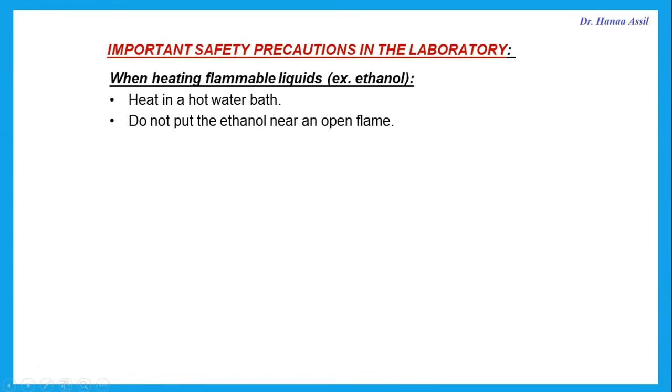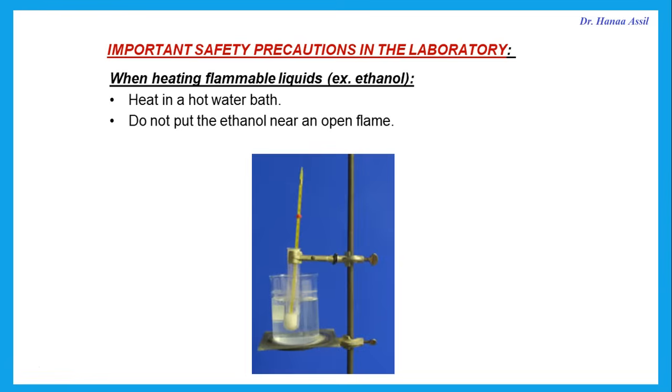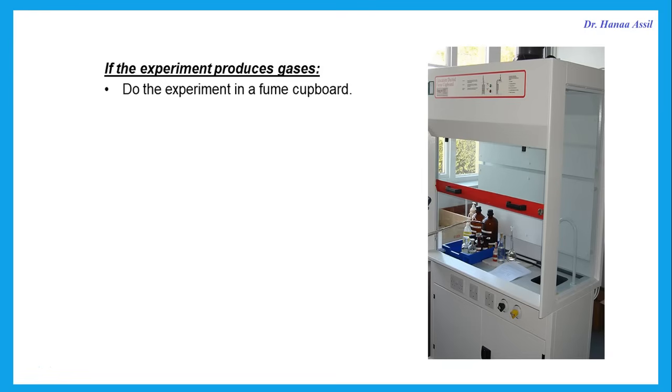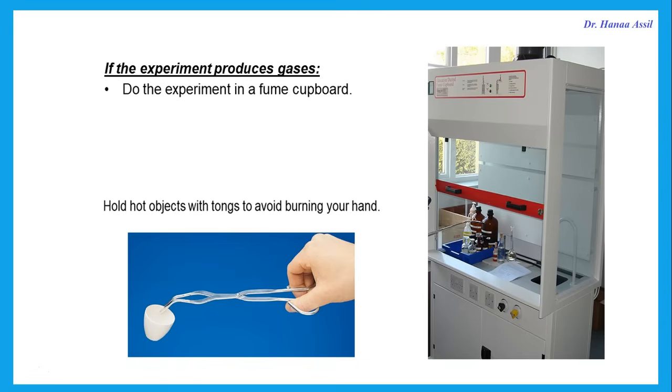So, first of all, we know that we should take some safety precautions in the laboratory. For example, if we're working with flammable liquids such as ethanol or an organic compound, we should heat it in a hot water bath. Keep it away from open flame. If we're doing experiments involving gases, whether it's an experiment that uses gases or produces gases, then we should do the experiment in a fume cupboard. If we're holding hot objects, we should hold them with tongs.